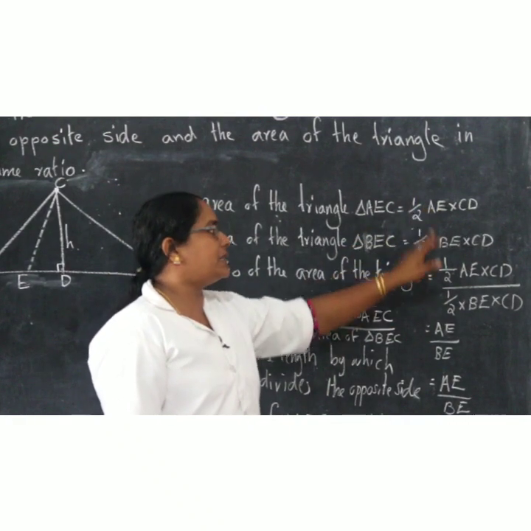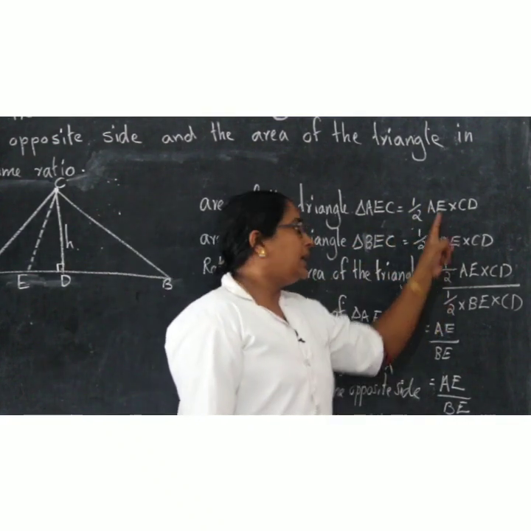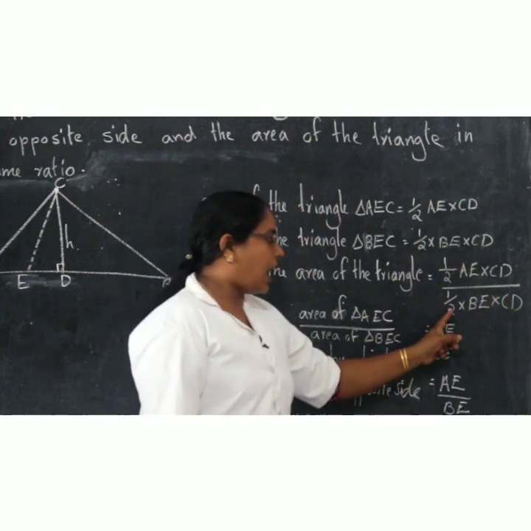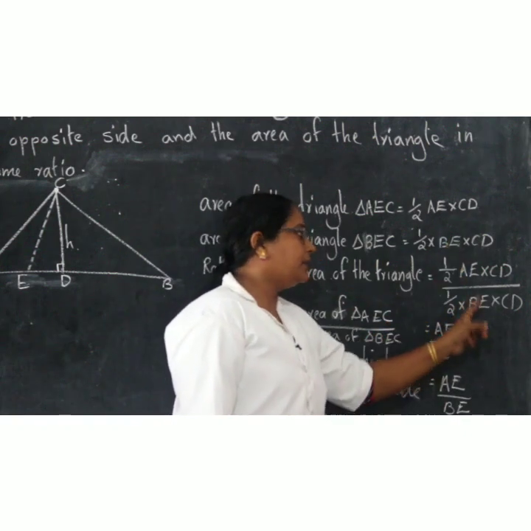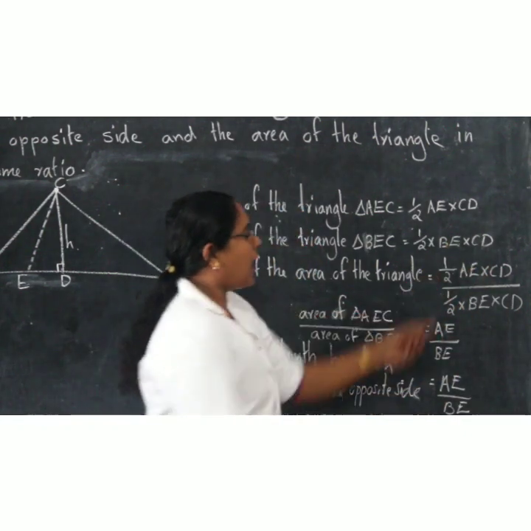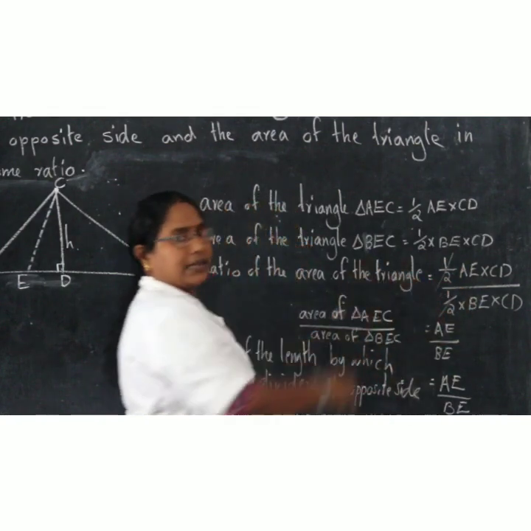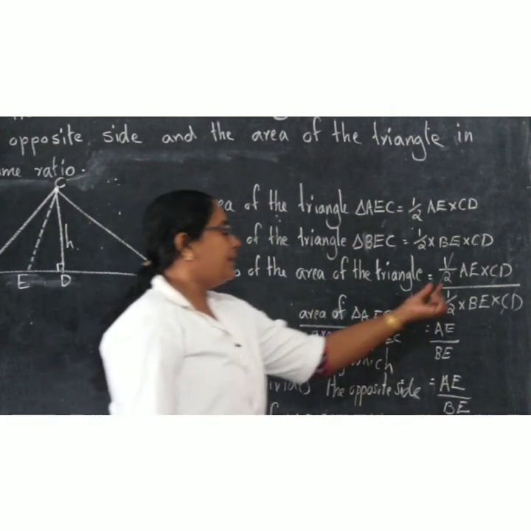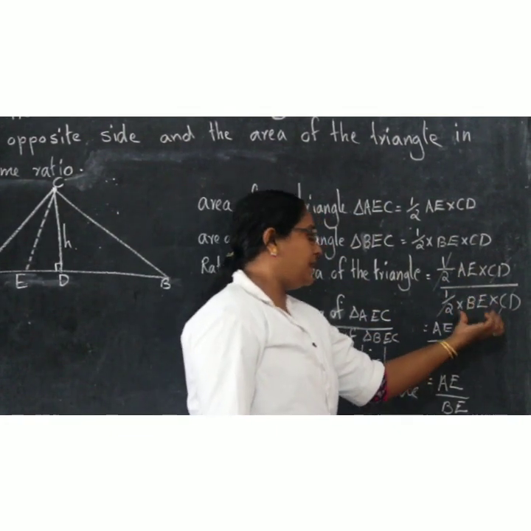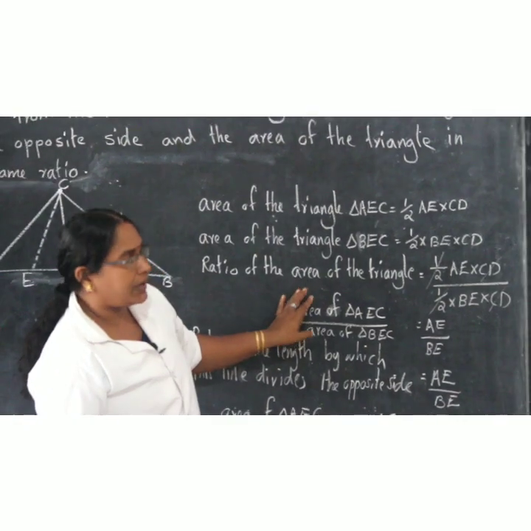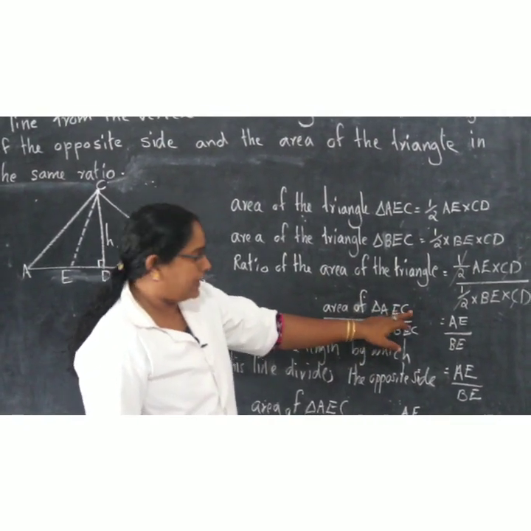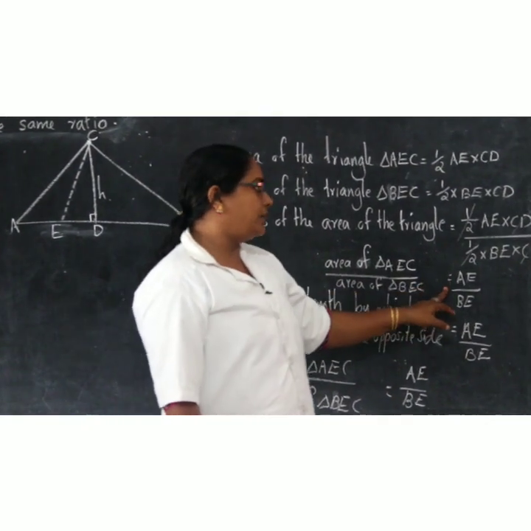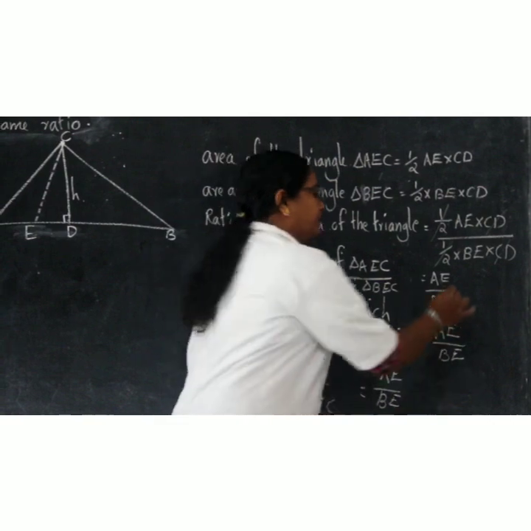Therefore, what is the ratio? Half of AE into CD divided by half into BE into CD. Here half is common, therefore it is cancelled. Similarly, height CD is cancelled. Remaining AE by BE. Therefore, ratio of area of triangle AEC by area of triangle BEC equals AE by BE.